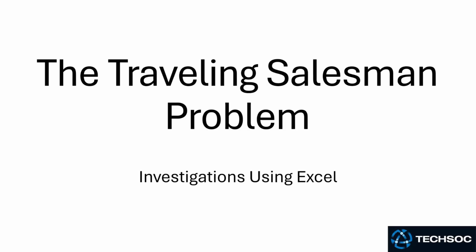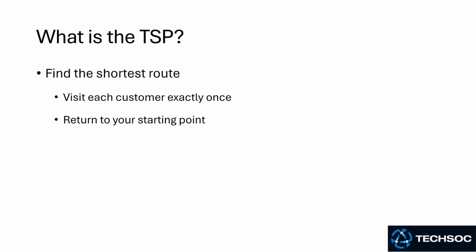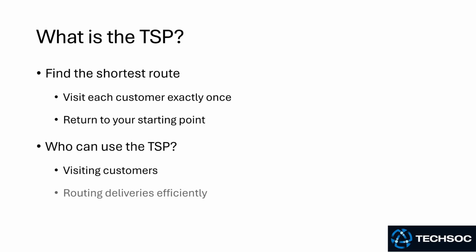Hi, everyone. I'm Curt Frye, and in this movie, I'd like to start an in-depth discussion of the traveling salesman problem, and we'll be doing our work in Microsoft Excel. If you're not familiar with the traveling salesperson problem, the idea is that you find the shortest route given a set of points. You visit each customer in the original formulation exactly once, and you return to your starting point.